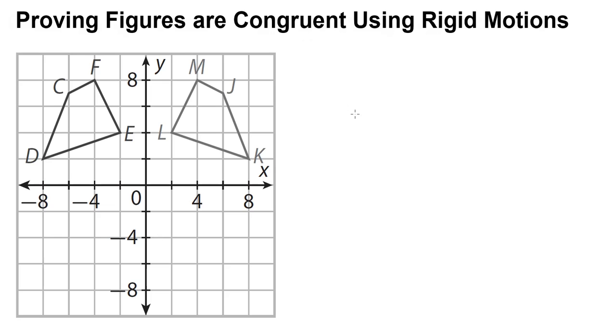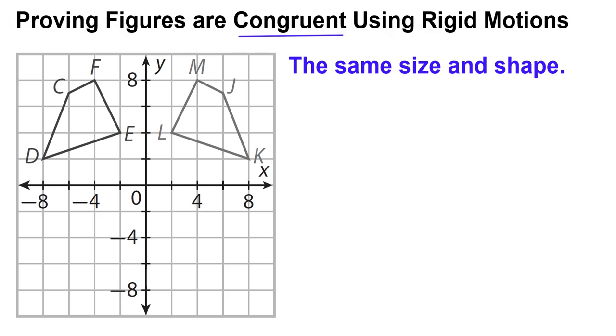In this video, we're going to talk about proving figures are congruent by using rigid motions. So first, we need to make sure that we understand the meaning of congruent. Two figures are congruent if they are exactly the same size and shape. So that means that all of the corresponding sides are equal to each other and all of the corresponding angles are equal to each other.